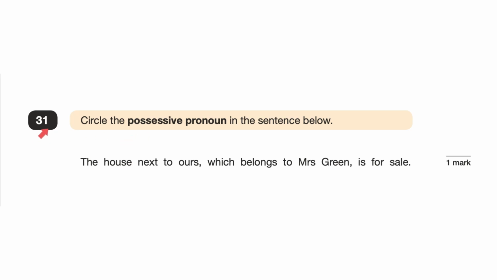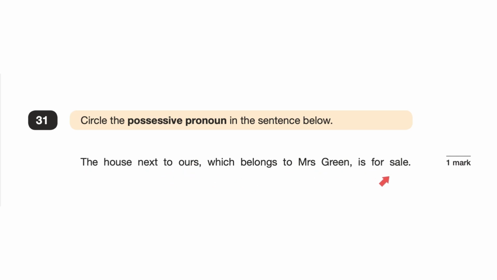Again, this is another good example. Question 31, circle the possessive pronoun in the sentence below. And again, it's like this passive nature where you would expect it to be, so hopefully it jumps out straight away. You can see it's ours, okay? The house next to ours, which belongs to Mrs. Green, is for sale.